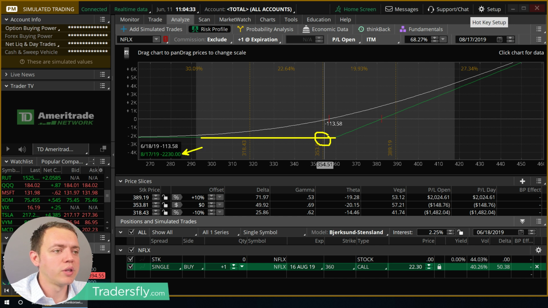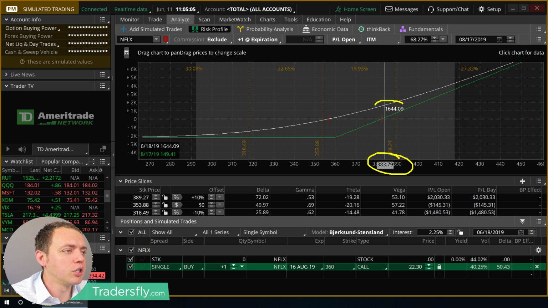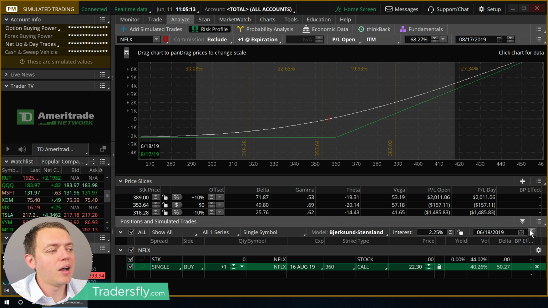So you're paying $2,230, because the contract costs $2,230 multiplied times 100. The current line, which is the white line today, is right there. With time, it becomes worth less and less. So you could get out of it early anytime you want, as long as there's a person on the opposite side of the trade. If this does explode to the upside, and let's say the stock price gets to $383, you could get out of it with a $1,644 profit. But remember, with time, you lose money.